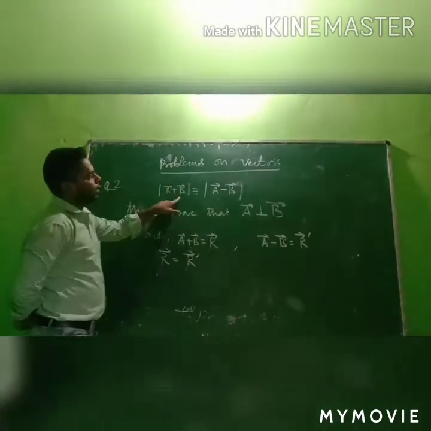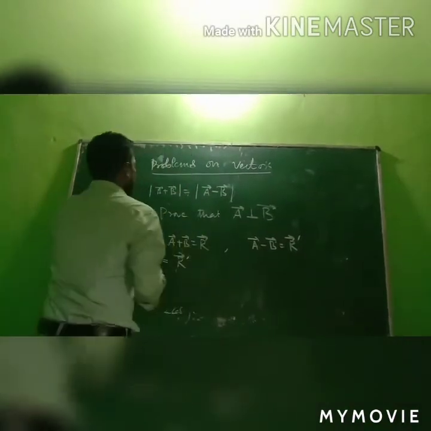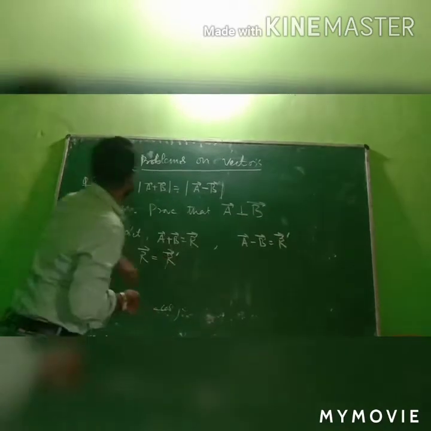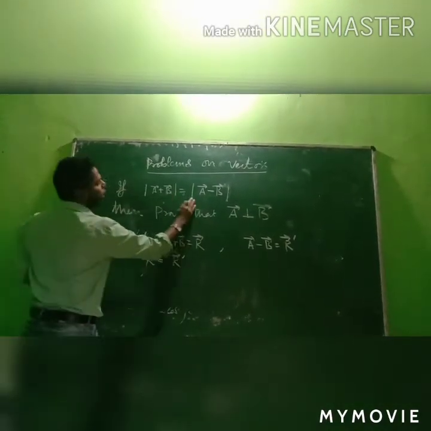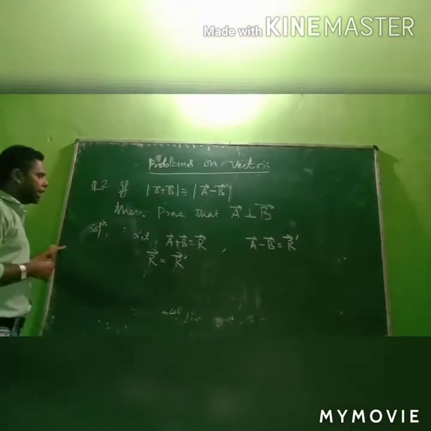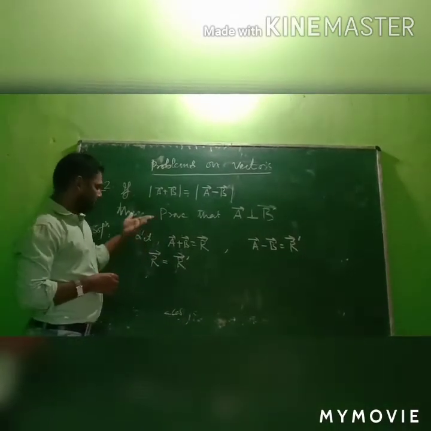If modulus of A plus B equals modulus of A minus B is given, then prove that vector A is perpendicular to vector B. So if modulus of A plus B equals modulus of A minus B, then you have to prove the angle between A and B is 90 degrees. So the solution is like that.